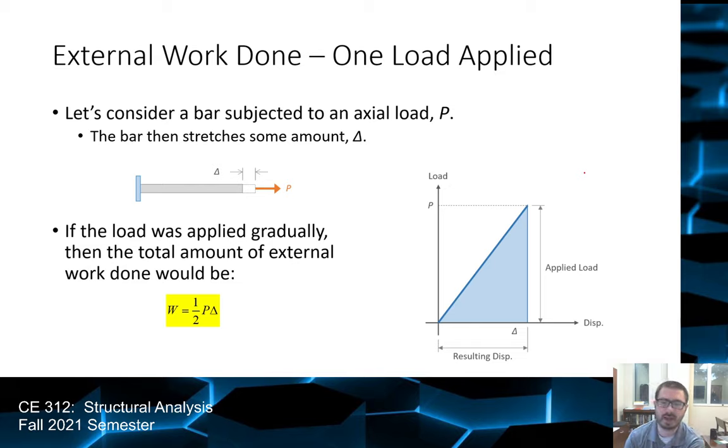So if the load was applied gradually, which is what we do in structures, we have the beam, we put the load on it. If the load's applied gradually, then the total amount of external work done would be the area under that curve. And so there's another benefit of assuming everything's linear. We don't have to break out any calculus or anything. The area is just 1/2 P times delta. So the applied load P, resulting displacement delta, 1/2 P times delta, that's your external work done.